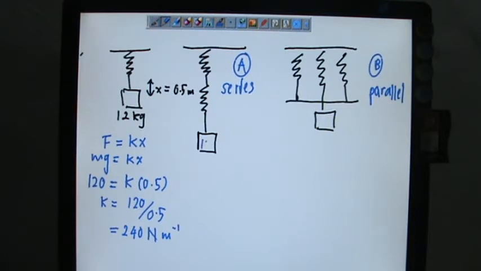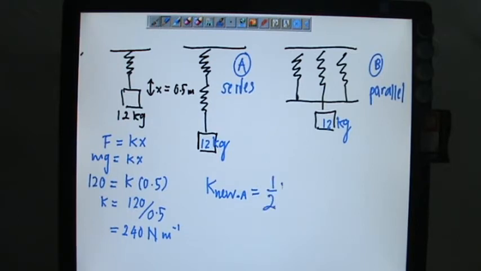So what if the 12 kg is the same? Later we find out that even if the mass or weight is different, it's not going to change the fact that the new K for A is actually half of the original. It's actually getting softer. The stiffness is getting softer.